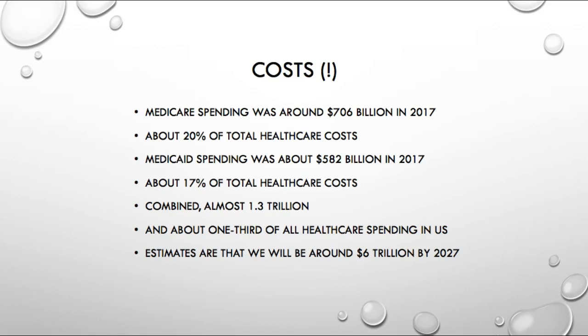Combined, the costs are over $1 trillion, and it's about one-third of all healthcare spending in the U.S. So if you think about all healthcare in the U.S., one-third of it is paid for by Medicare or Medicaid dollars. It's a lot of money. It increases every year, and estimates are that it'll be $6 trillion in 2027. So we can see the rise of healthcare costs and how much these programs cost in just 10 years.